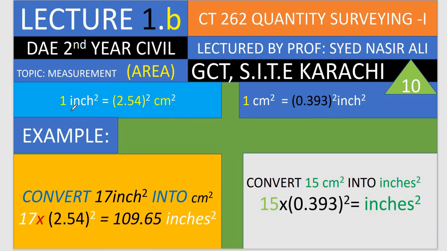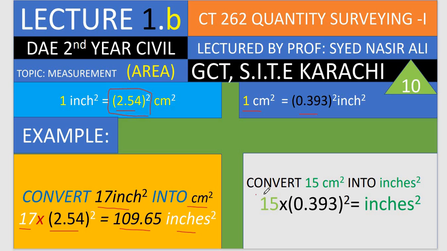1 inch square is equal to 2.54 square centimeter and 1 centimeter square is equal to 0.393 square inch. Convert 17 inch square into centimeter square: 17 multiplied by 2.54 square. This is the 2.54 square, keep it in mind. So the result is 109.65 centimeter square.